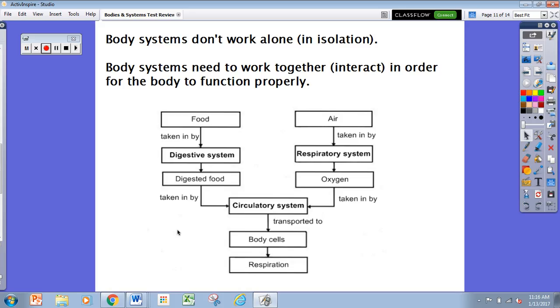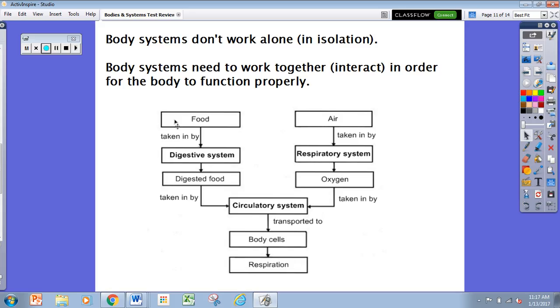So our body systems don't work alone. They don't work in isolation. They work with each other, and that's needed in order for the body to work properly. So this example shows 3 different systems and how they interact. We've got the digestive system, the circulatory system, and the respiratory system.